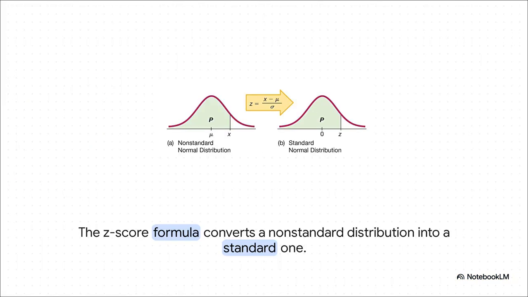And this visual just shows it perfectly. On the left, that's our real-world data, our non-standard distribution. Then that arrow in the middle, that's the Z-score formula doing its magic, transforming it into the standard normal distribution you see on the right. And here's the really cool part. Notice how the shaded area, which represents probability, stays exactly the same. All we're doing is changing the scale on the bottom axis.